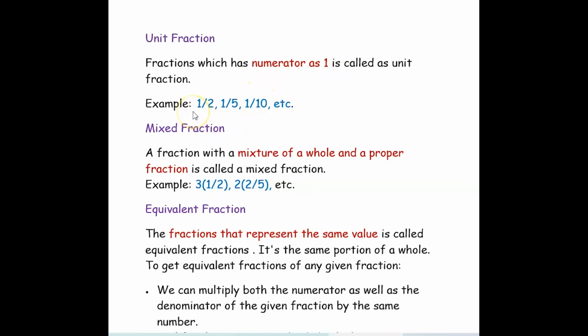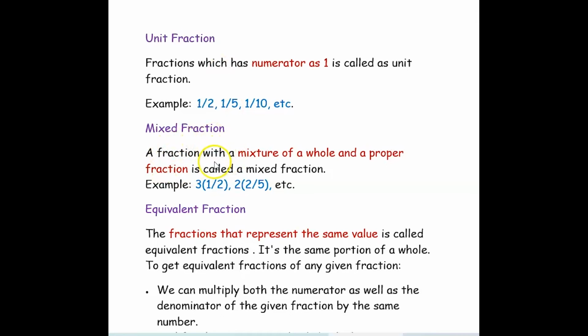So you know that a fraction has two parts, numerator and denominator. Whenever the numerator has a value 1, that type of fraction we call a unit fraction. Examples are 1 by 2, 1 by 5, 1 by 10, like that. So whenever we have 1 in the numerator, that is a unit fraction.